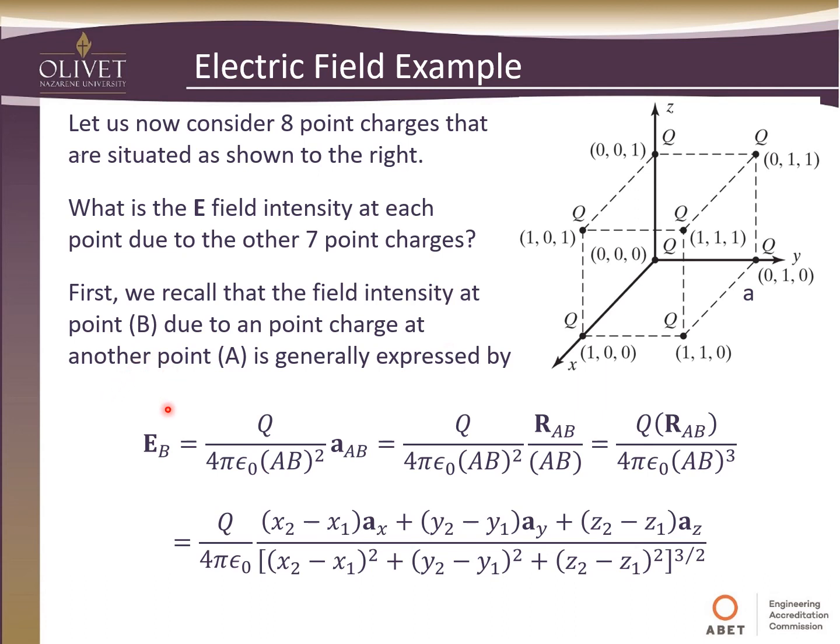So first, we recall that the field intensity at a point B due to any point charge at another point A is generally expressed as this, and this is what we talked about in the first few slides, just the definition of the electric field. So if we extend this out between 2 points, we get this resultant equation, and then as we apply it to our specific application, where we have given points, this would be the general form of the equation to solve this.